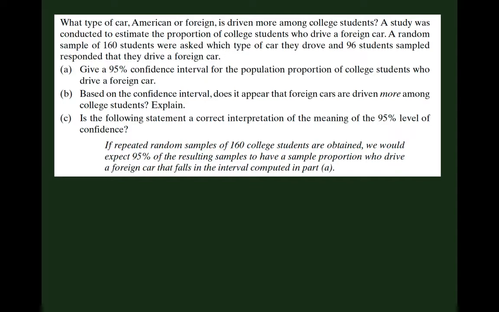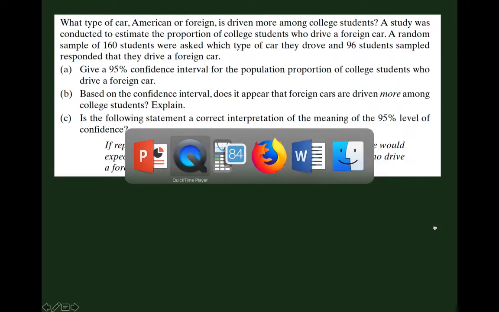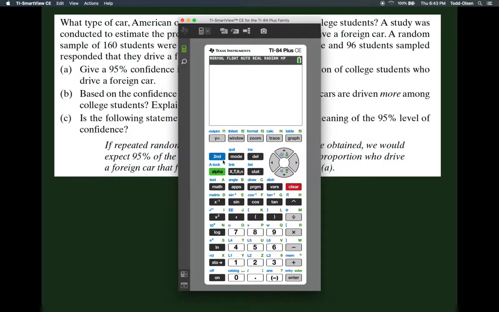So there's really no way to know the population proportion. In order to know that number, we would have to be able to sample all college students, which is not practical. It's not realistic. So what we're going to do instead is create a confidence interval. Rather than give a single number estimate, what's called a point estimate, we're going to use the calculator and come up with an interval of values.